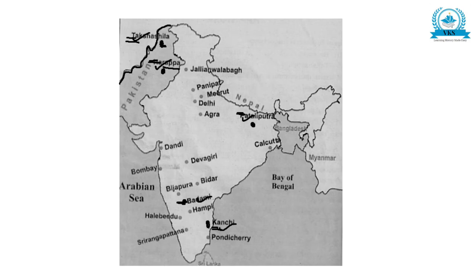The next place is Halebeedu. Here again we have to go back to Karnataka. So here we see Halebeedu. It is in Hasan district of Karnataka, and its early name was Dwarasamudra, and it was the capital of the Hoysalas. So you have heard of Hoysalas of Dwarasamudra. Here is where you have to mark Halebeedu.